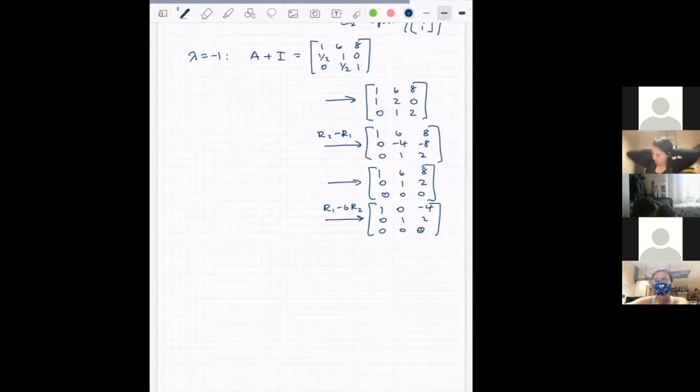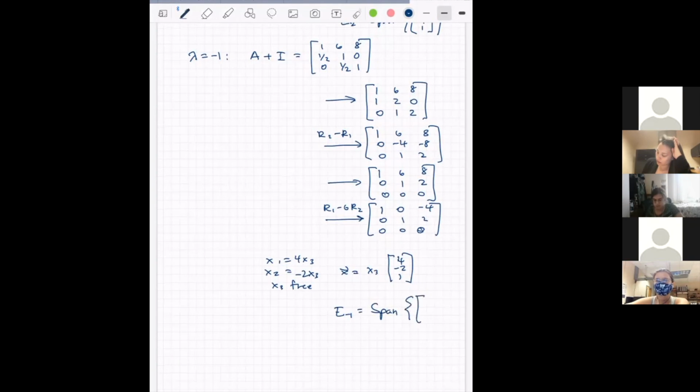Okay, there we go. That is reduced row echelon form for this guy, and we have that x1 equals 4 times x3, x2 equals -2 times x3. And that means that x3 is free, so x is equal to x3 times (4, -2, 1). And the eigenspace is the span of this one vector, (4, -2, 1).